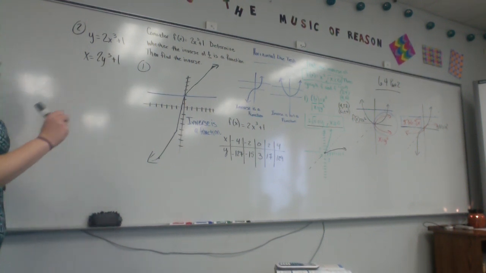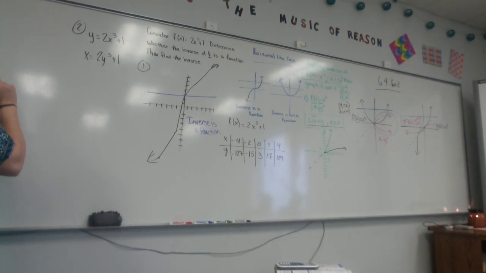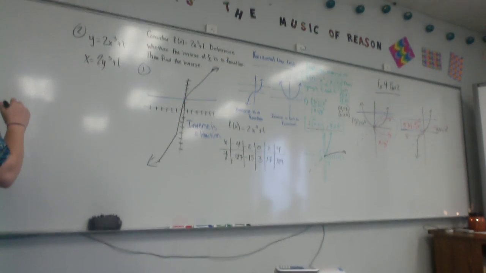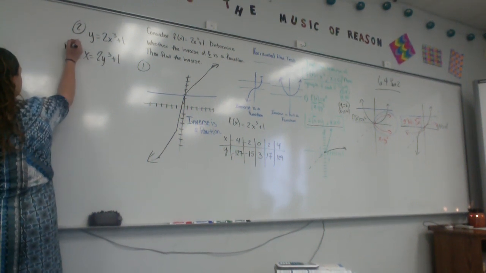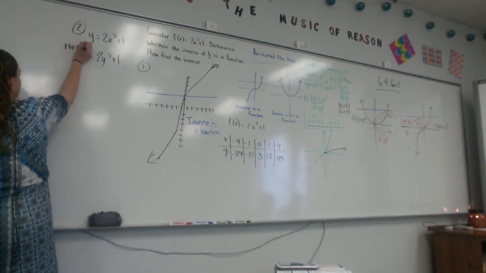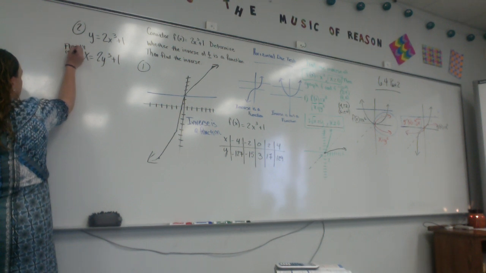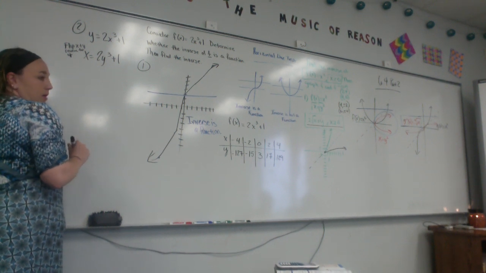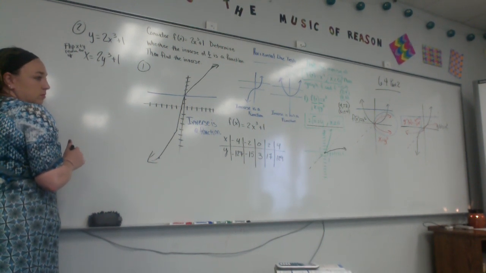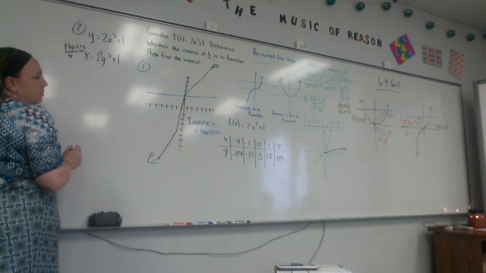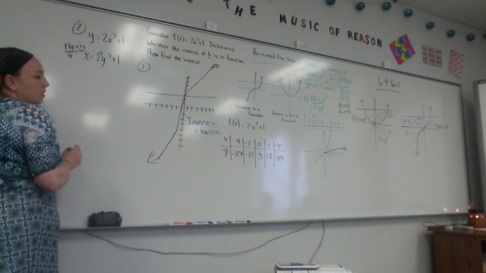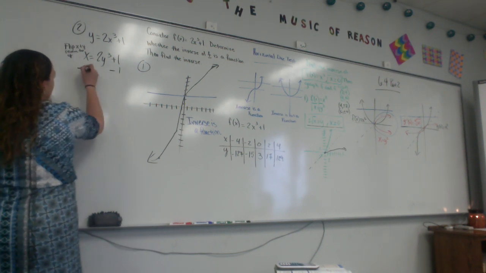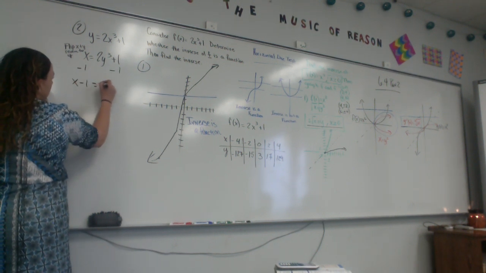Now, I need to get y by itself. What do I do? Would you just divide by... we said you need to get y by itself. So what do you want to do first? You would divide by 2. I want to divide by 2 first. I would do something else first. Oh, subtract 1. Yeah. Oh, it'll make it easier. So x minus 1 equals 2y cubed.